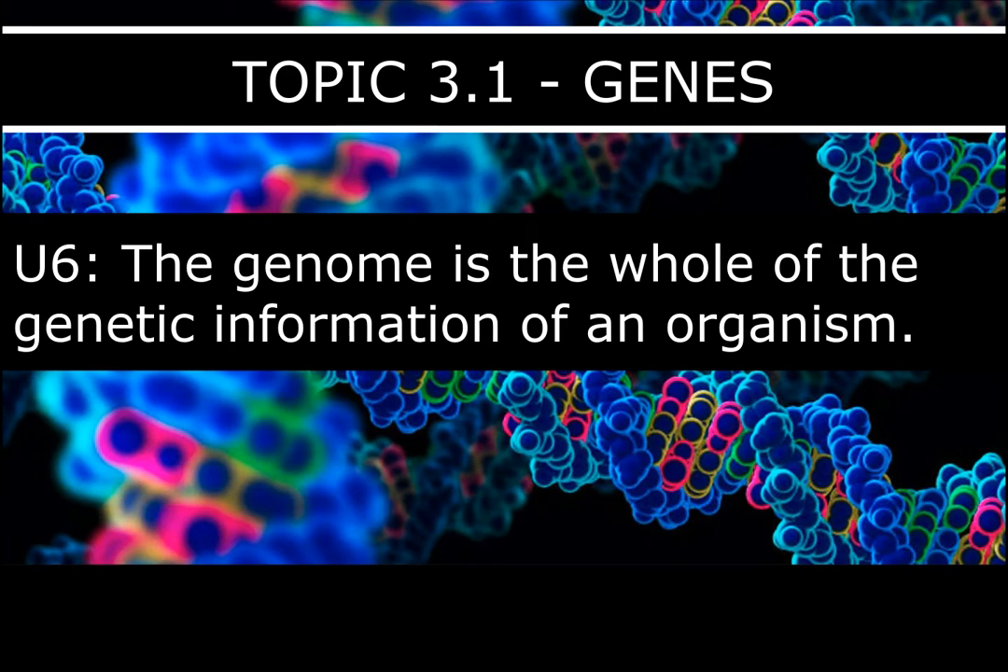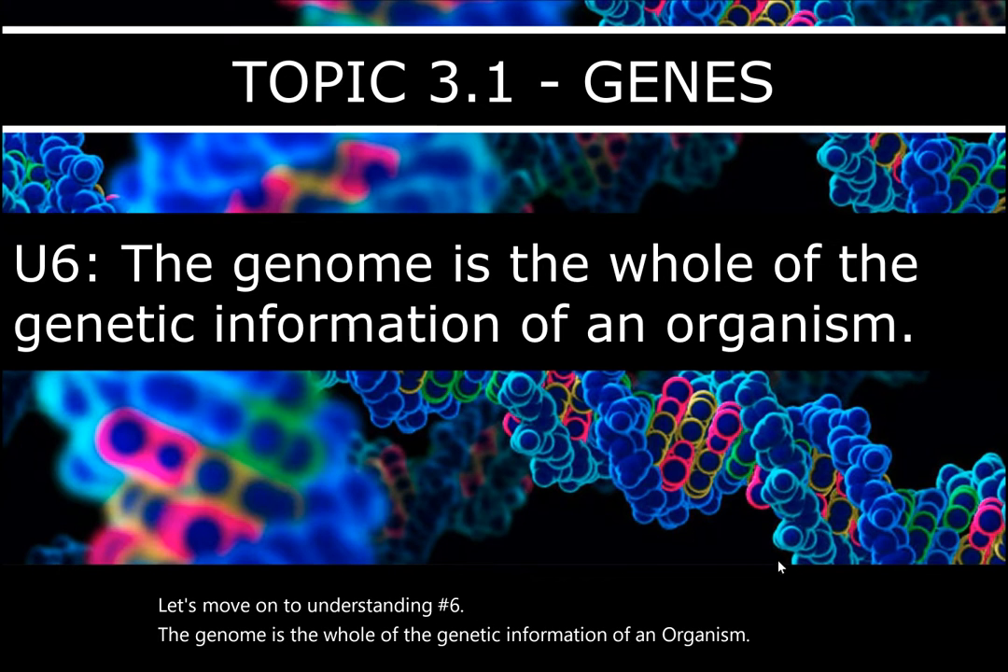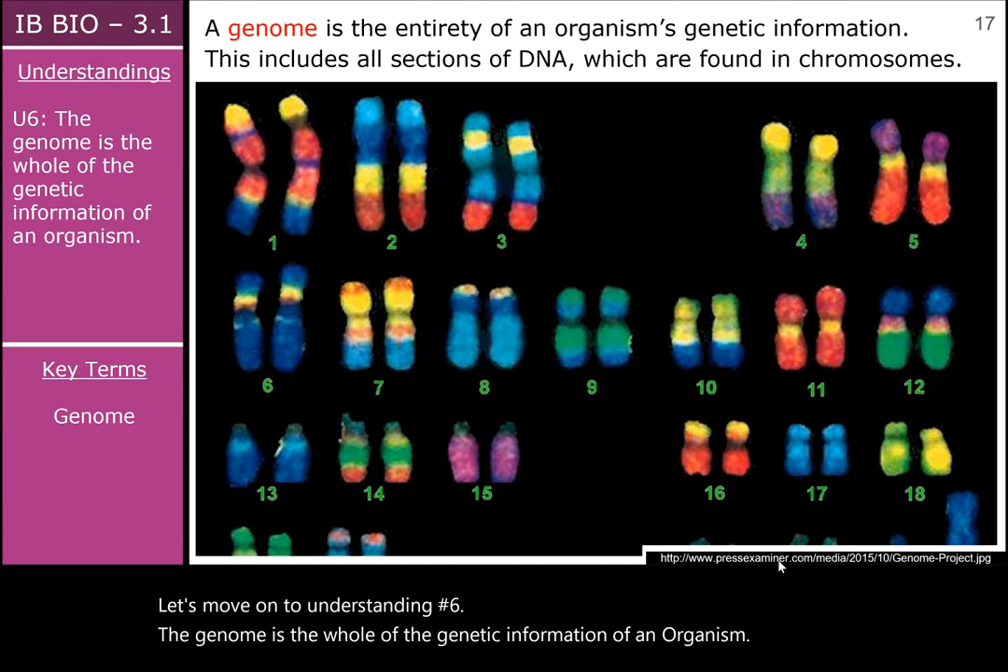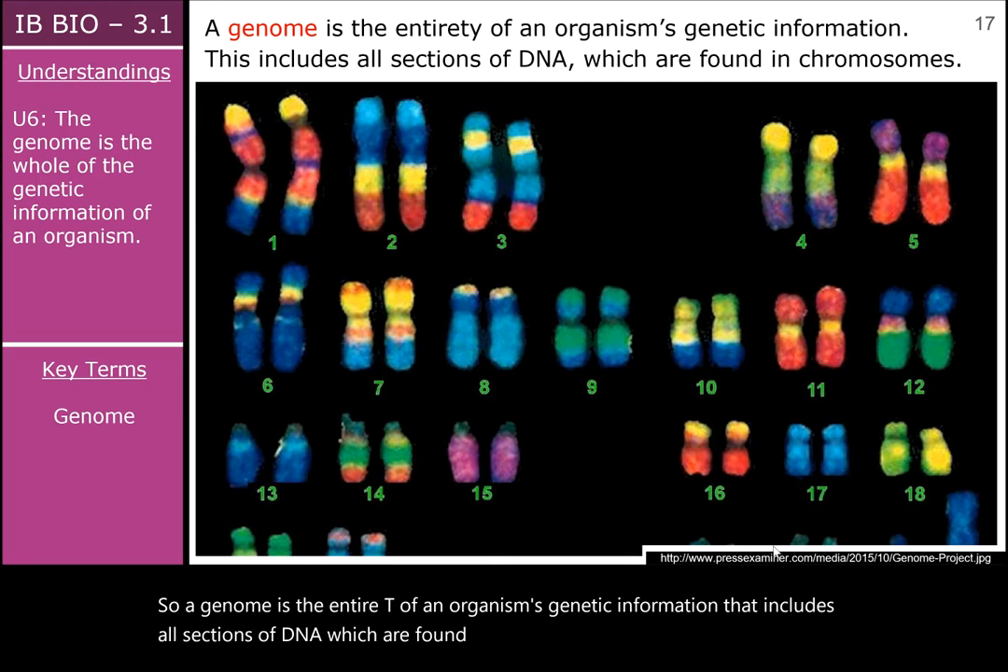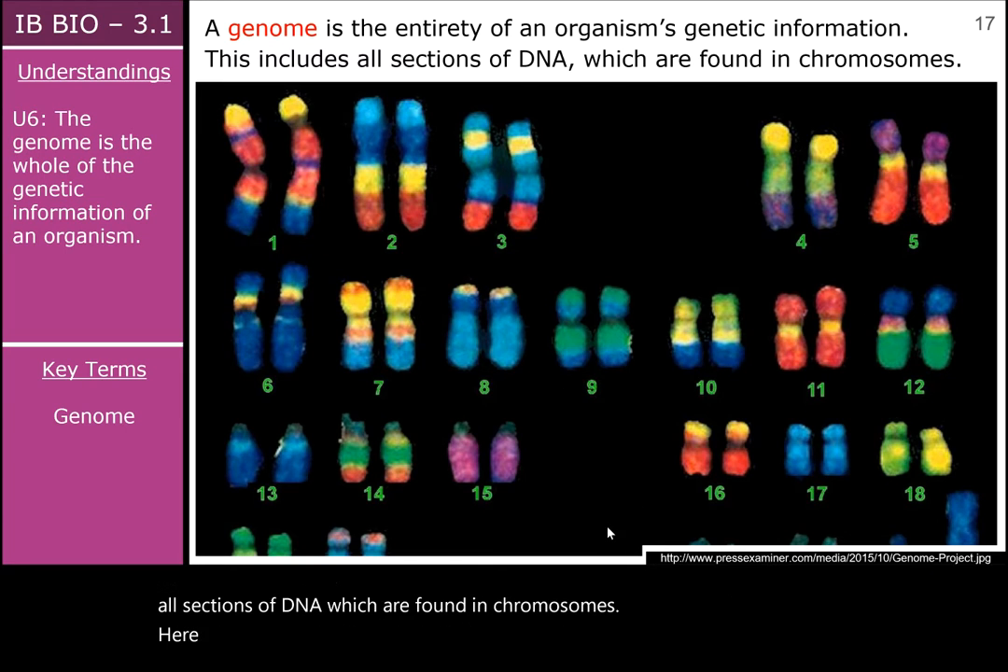And we're back. Let's move on to understanding number 6. The genome is the whole of the genetic information of an organism. So, a genome is the entirety of an organism's genetic information. That includes all sections of DNA which are found in chromosomes. Here you see a picture called a karyotype. A karyotype is an image of an individual's chromosomes.